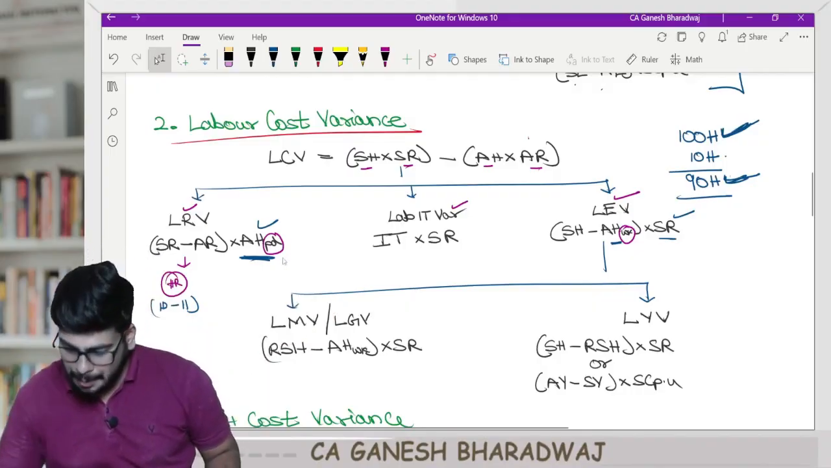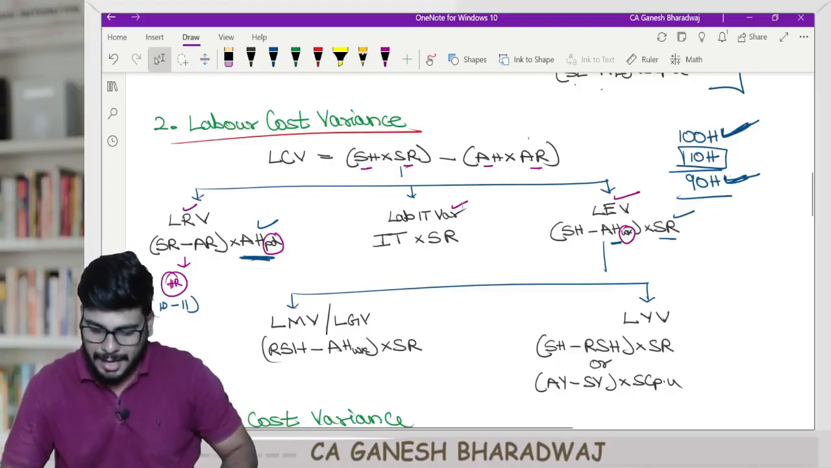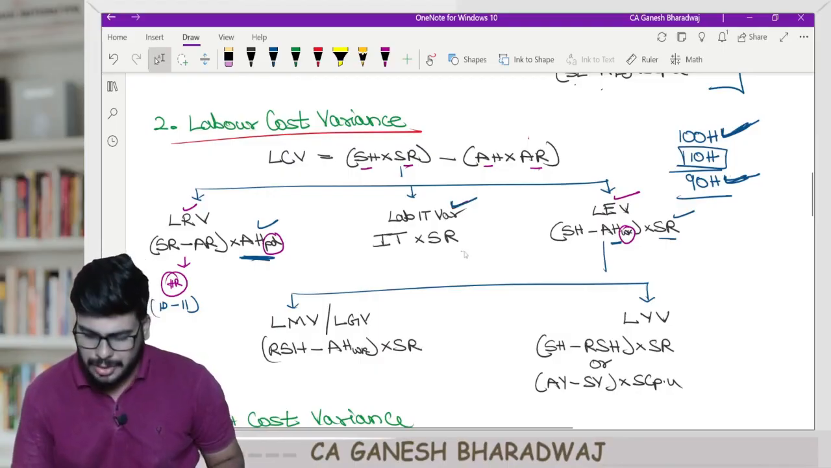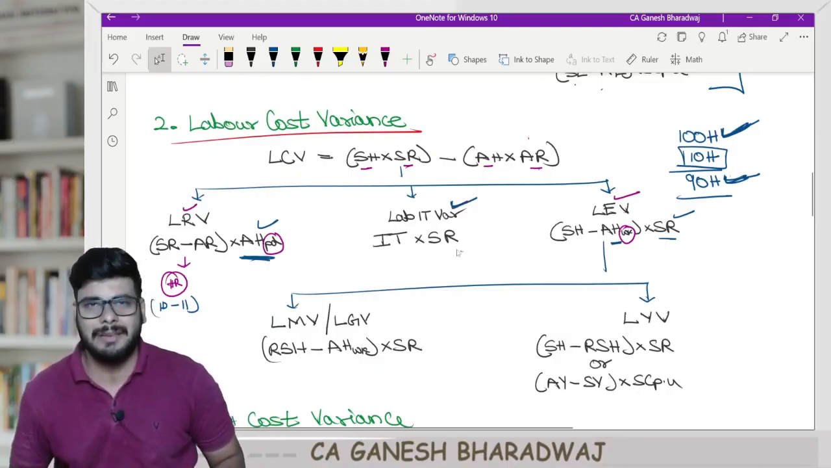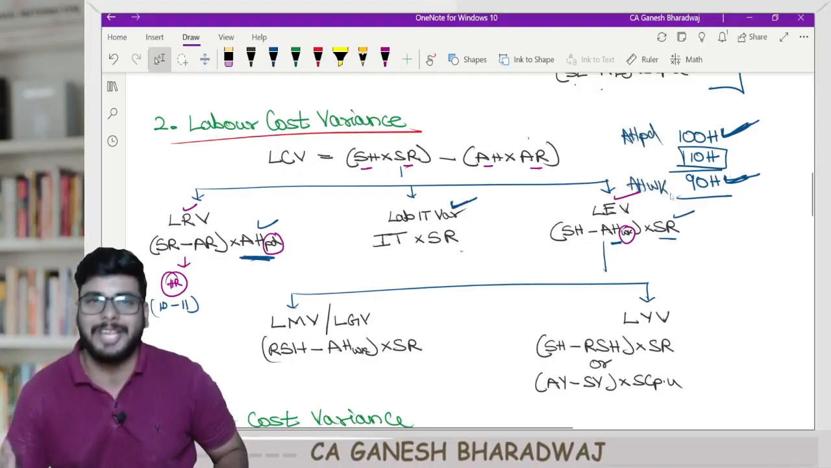So then what happens, sir? In between, this 10 hours is not getting accounted. That's why we have something called labor idle time variance: idle time into standard rate. In other words, idle time is the difference between your actual hours paid and the actual hours worked. Are you clear with this?